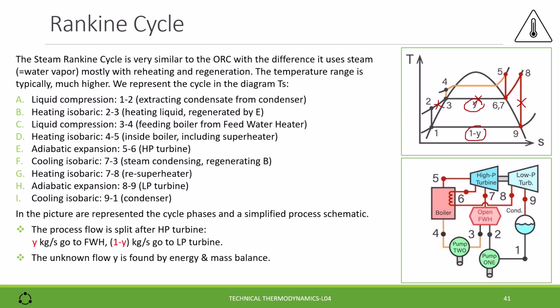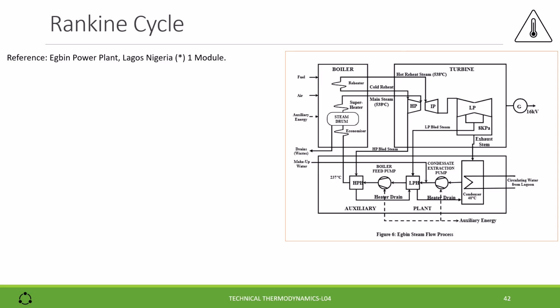The unknown flow Y is found by energy and mass balance. Here we represent, of course, the flow for the unitary mass, but of course the same consideration can be applied for the full flow rate. As example, we consider the Egbin power plant in Nigeria, in Lagos, the module 1. In the video comments and also here we will put a link to the corresponding website.